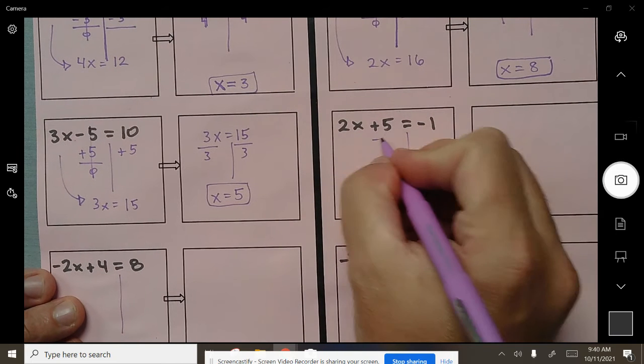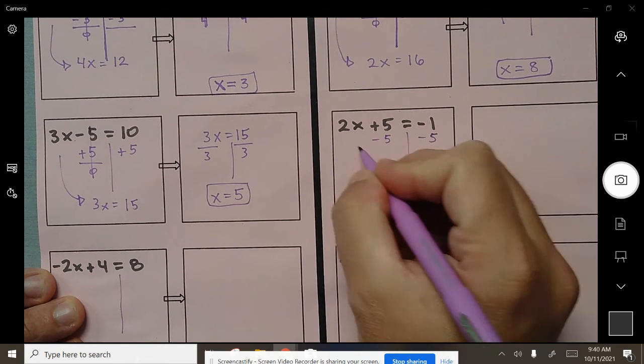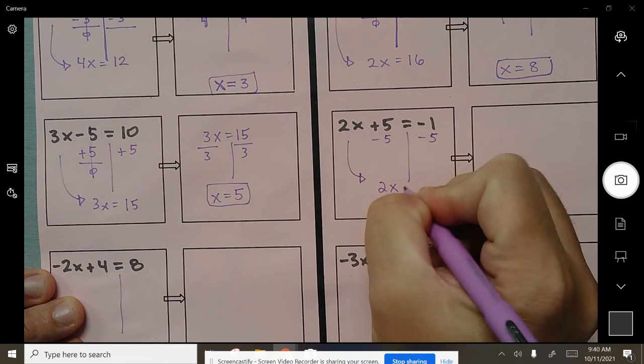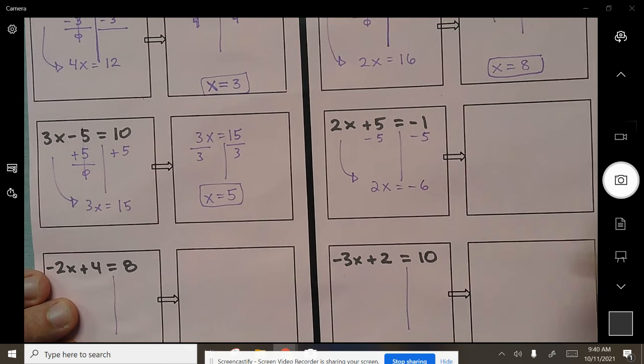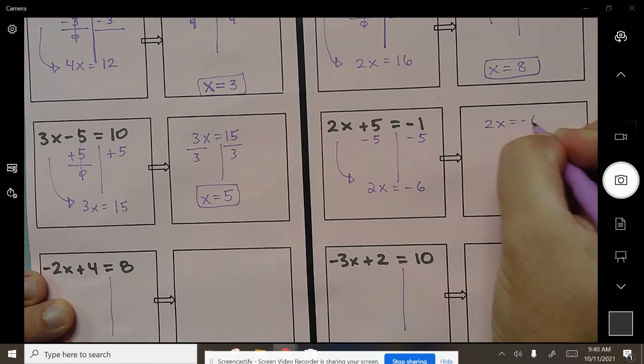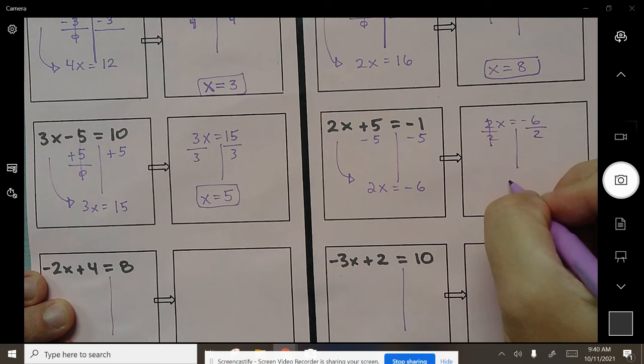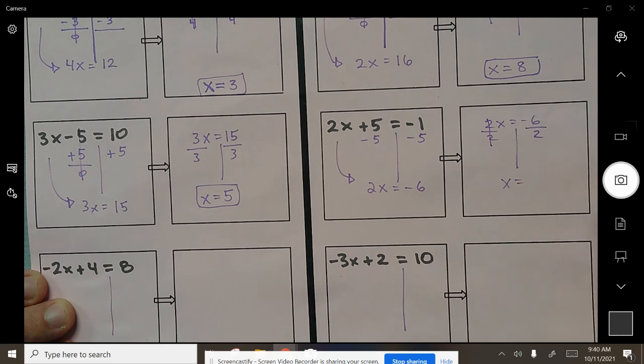All right, we're going to subtract 5 over here. Interesting. Now we have a negative we have to deal with. Negative 5 and negative 1 actually equals negative 6. Now we divide by 2. We still have another negative here to deal with. X equals 2 and a negative 6.